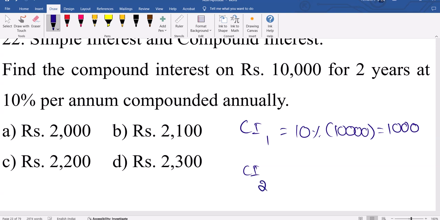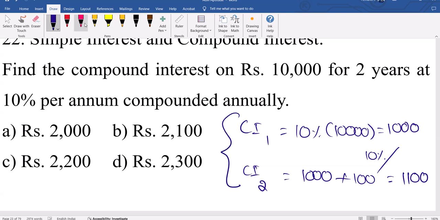Second year, 1000 plus 10% for that. What is 10% of 1000? It is 100. 1100 is the second year, first year 1000. Combined for 2 years, answer B, 2100 is the 2 years compound interest.